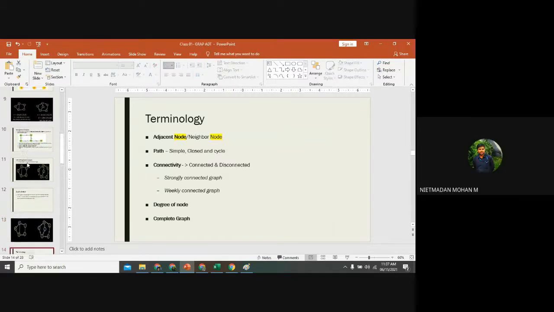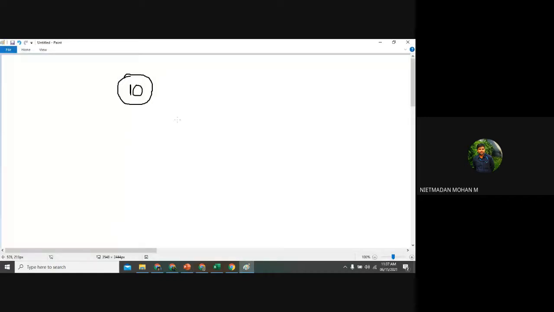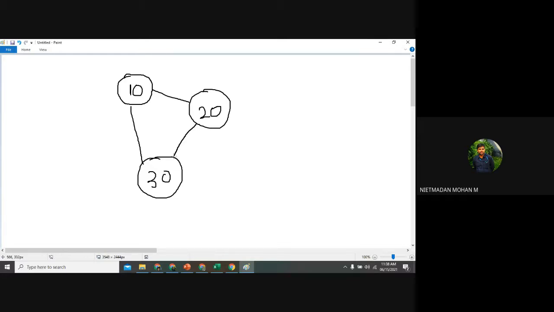Suppose I mention two things here, one is 10 and another is 20, and again I give this node as 30. Only 3 nodes are available, and this is the unidirectional node. Is it a directed graph or an undirected graph? Undirected graph.